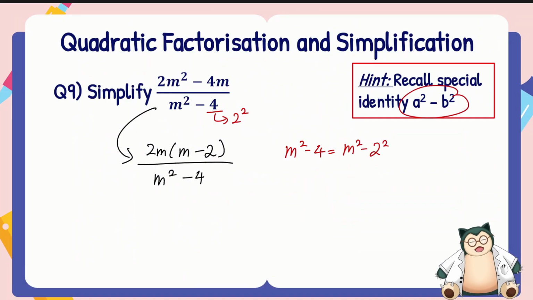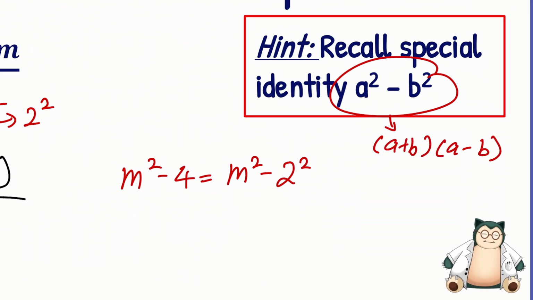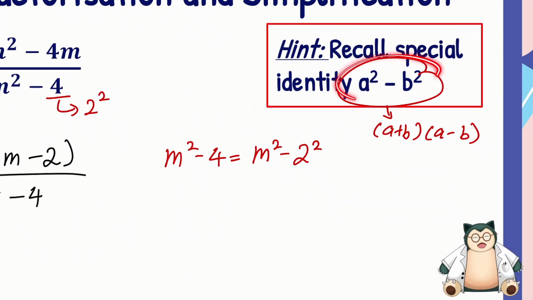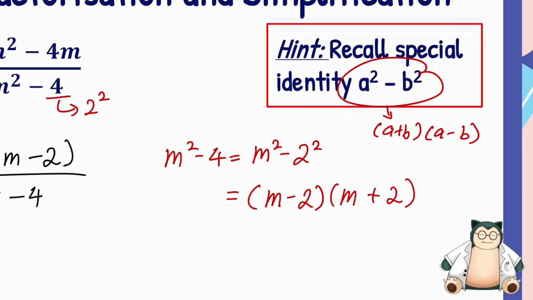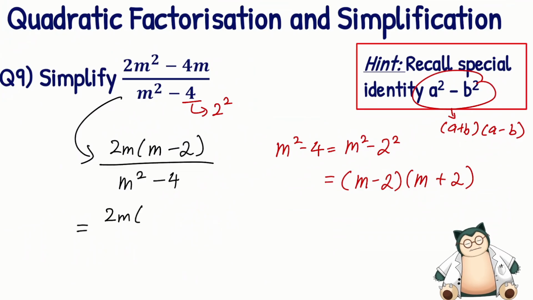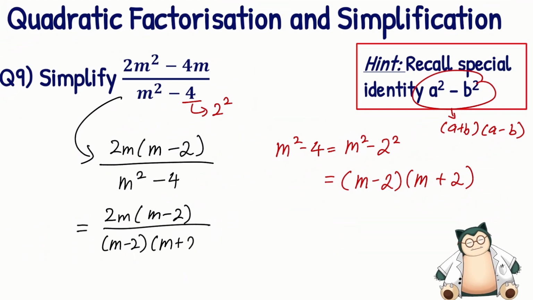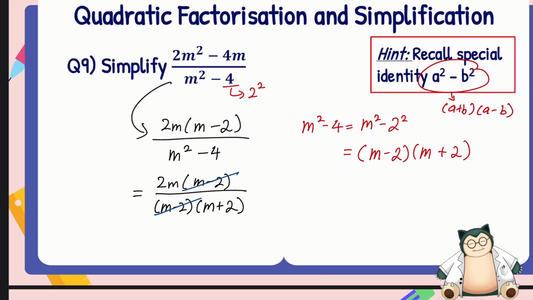If you recall our special identity, a squared minus b squared actually gives us a plus b, a minus b. So by comparing the similar pattern a squared minus b squared to m squared minus 2 squared, we can factorize this to be m minus 2, m plus 2. So our next step would then be to factorize further. In the numerator, 2 times m minus 2, and in the denominator we have m minus 2, m plus 2. Now we can see our common factor, m minus 2, so we can simplify it. And this will give us a final answer of 2m over m plus 2.